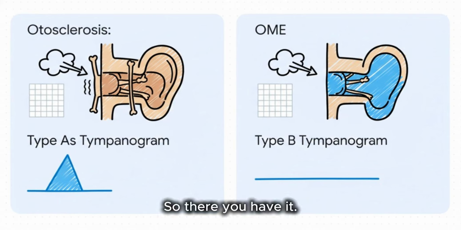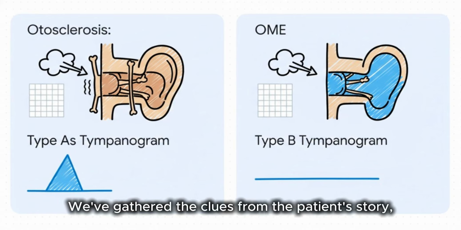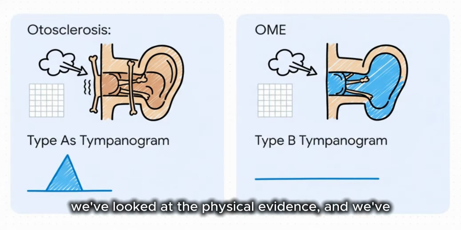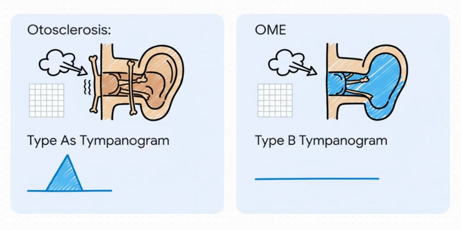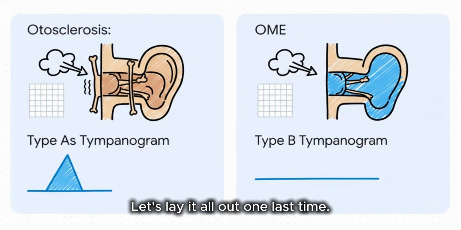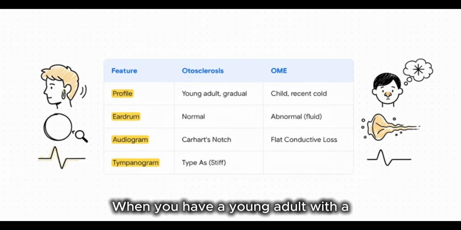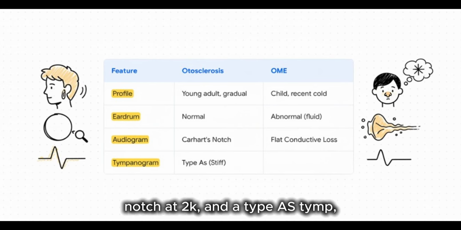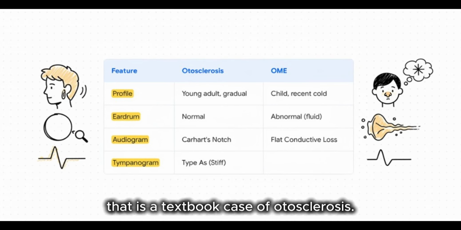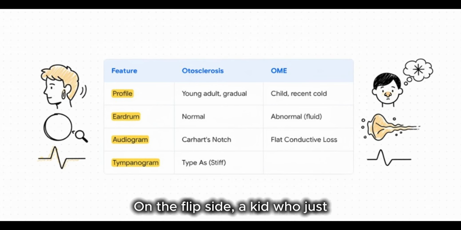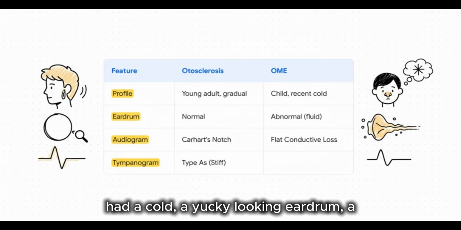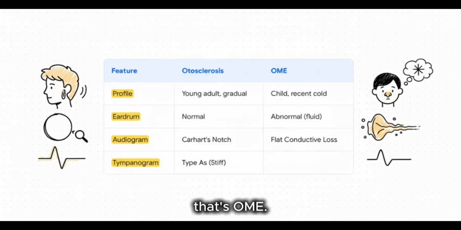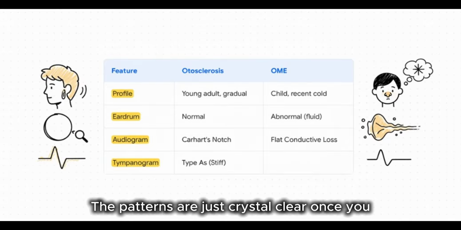So, there you have it. We've gathered the clues from the patient's story, we've looked at the physical evidence, and we've analyzed the hard data. We can now confidently close this case and make the right call. Let's lay it all out one last time. Just look at how neatly this all lines up. When you have a young adult with a slow onset, a perfect-looking eardrum, that special notch at 2K, and a type AS TIMP, that is a textbook case of otosclerosis. On the flip side, a kid who just had a cold, a yucky-looking eardrum, a flat hearing loss, and a type B TIMP, that's OME. No doubt about it. The patterns are just crystal clear once you know what to look for.